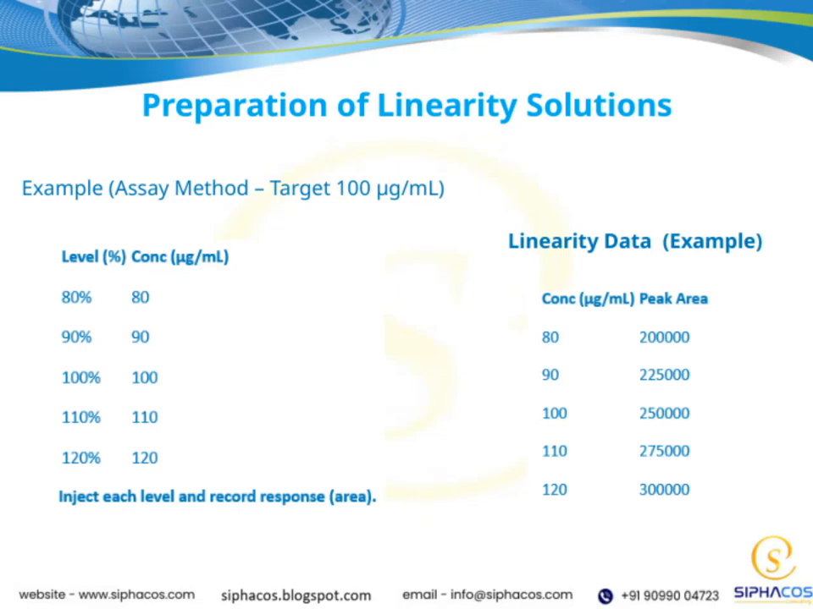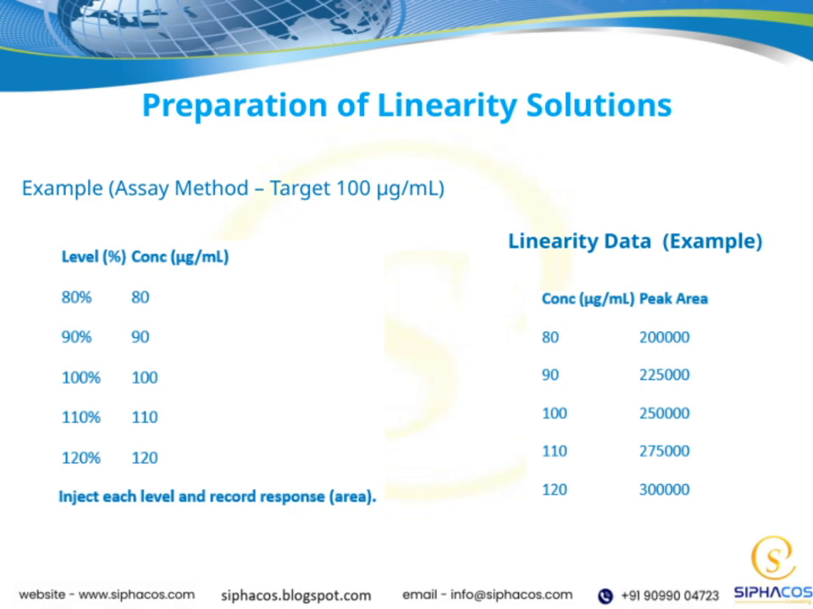Let's take a look at the concept of linearity data, using this example to illustrate the process. When we talk about preparing linearity solutions, we're essentially creating a series of standards with known concentrations to test the accuracy of our assay method. In this example, we're aiming for a target concentration of 100 micrograms per milliliter. The key idea here is that by preparing these solutions carefully, we can plot their responses and verify whether our method produces a linear relationship across the range. This helps us ensure that our assay can reliably measure samples within this concentration range.